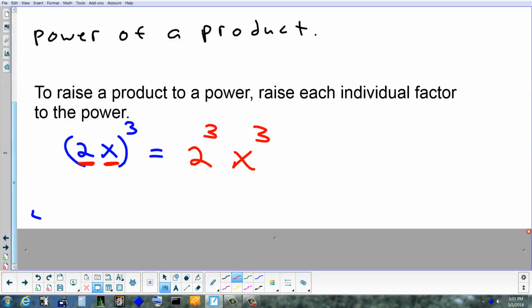So to raise a product to a power, you raise each thing in the parentheses to that exponent. So you multiply them? No. Just like this. It's kind of like distributive property. The 2 gets an exponent of 3, and the x gets an exponent of 3. Okay, they both get exponents of 3.